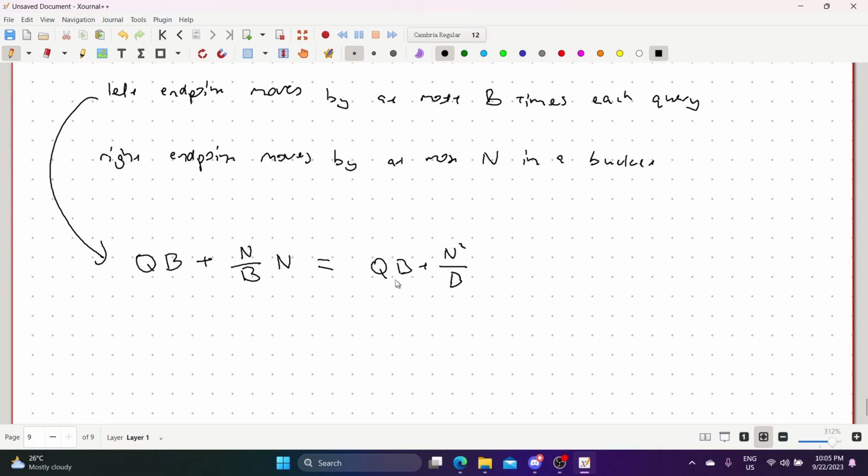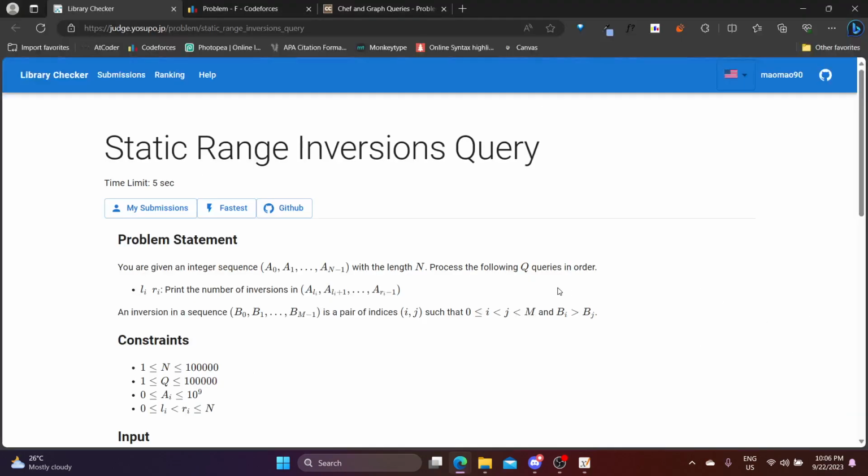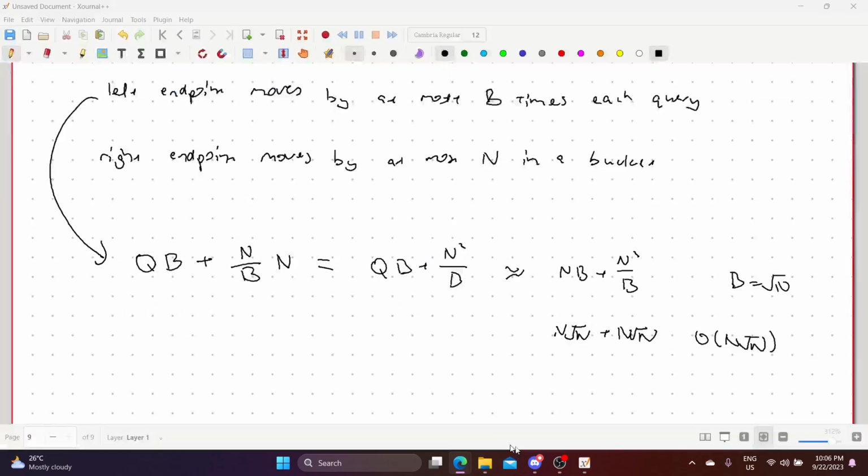If we assume that n and q are roughly equal, it's like nb plus n squared over b. So if we let b equal square root of n, we get n square root of n plus n square root of n, which is O(n square root of n). With this idea, we can solve this type of range query problem easily. So let's take a look at an example problem.